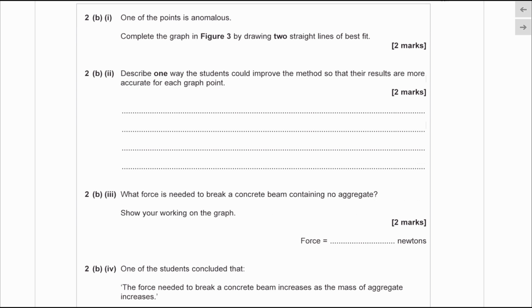All right, now in B part 2, it says describe one way the students can improve the method so that their results are more accurate for each graph point. Now importantly here, it's not asking us to take new measurements at different masses because it says so that the results are more accurate for each graph point. So the graph points we've already got. So what we're going to be doing here is we're going to be doing repeats. So we're going to say we can repeat the experiment for each mass of aggregate. All right, that's 1 mark.